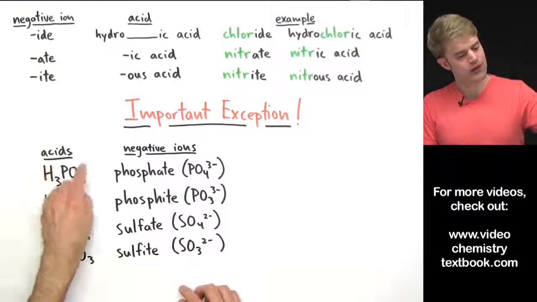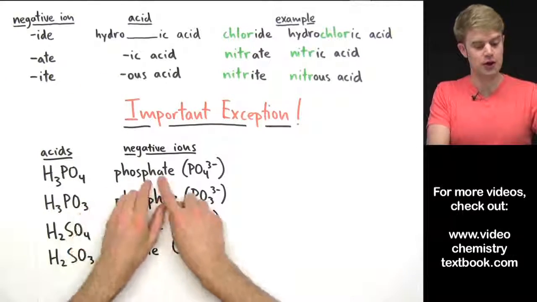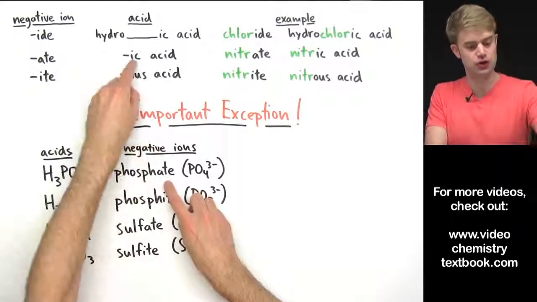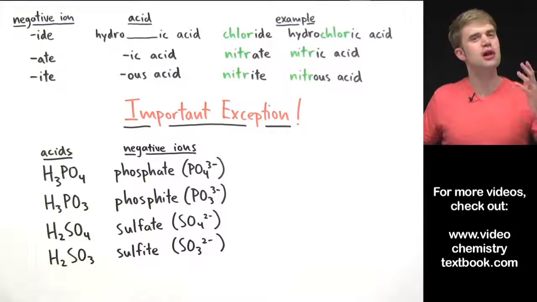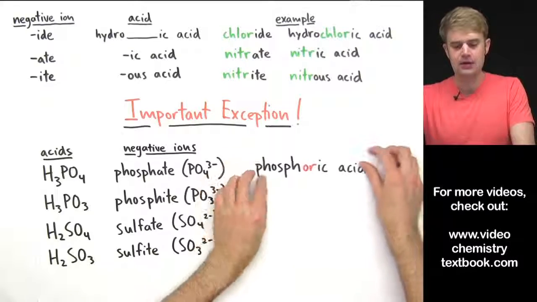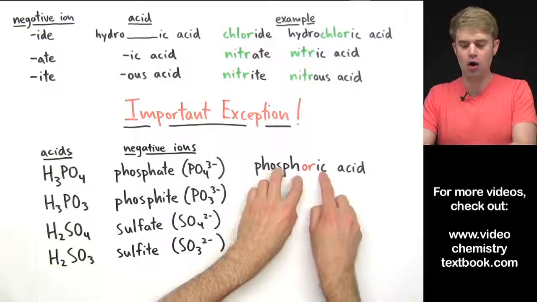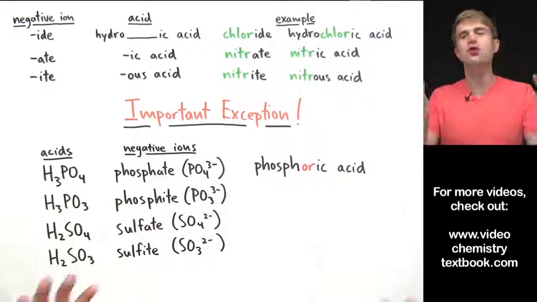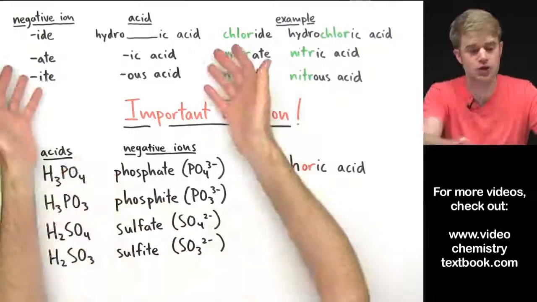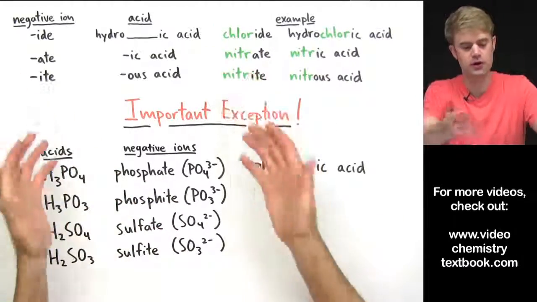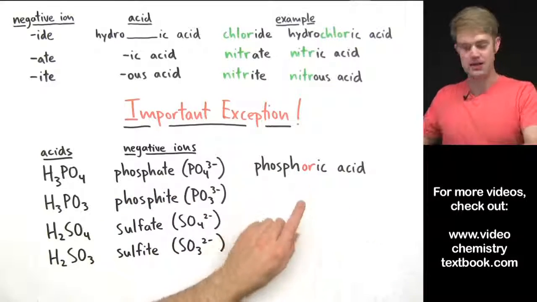Okay, so if we took this acid and tried to name it using the rules that we've learned, we turn the ATE from phosphate into ic, and so we'd call it phosphic acid. That's actually not quite what it is. The name of this acid is actually phosphoric acid. You have to add this OR before the IC. I have no idea why it's like that, but I just want to let you know, because if you were being very logical about it and follow the rules that we've learned, you'd actually be wrong. So I just want to make sure that you know how to name this acid.